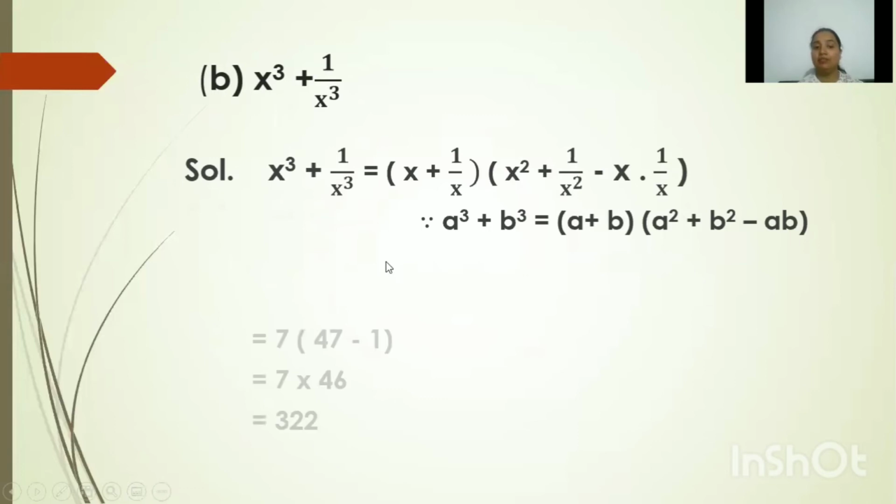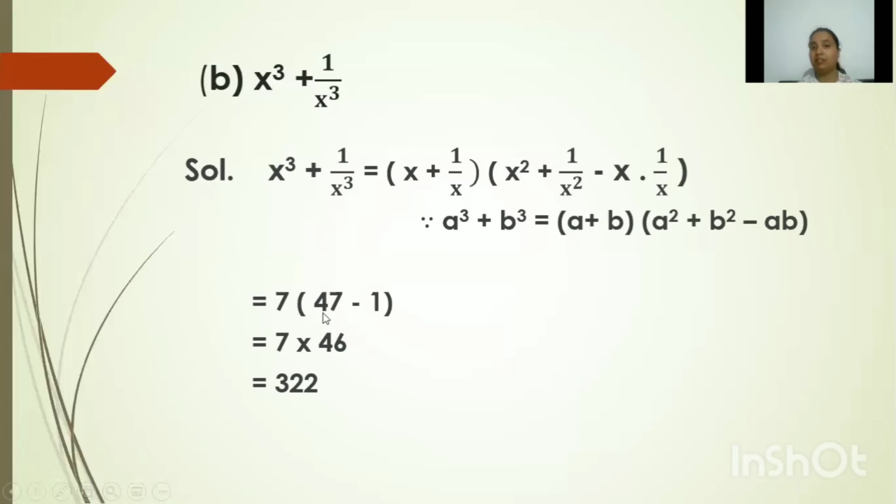Now, from the earlier question, we have x plus 1 by x as 7, and x square plus 1 by x square as 47, because it is a part of the same question. That's why we are using it. And x can once cancel, so minus 1 is left. 47 minus 1, 46. If you multiply this, you get this. Okay? 7 6s are 42, 4 carry, 7 4s are 28, plus 4, right?